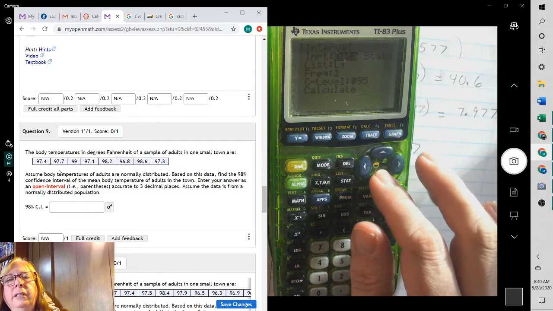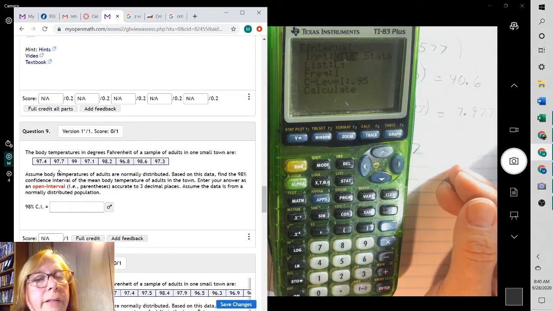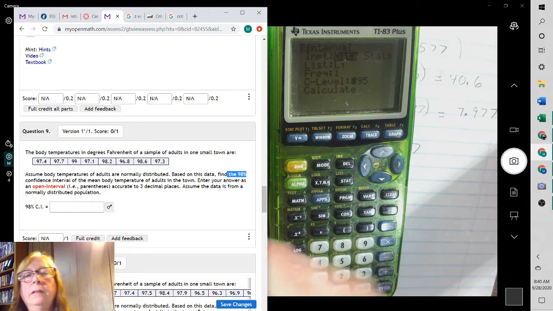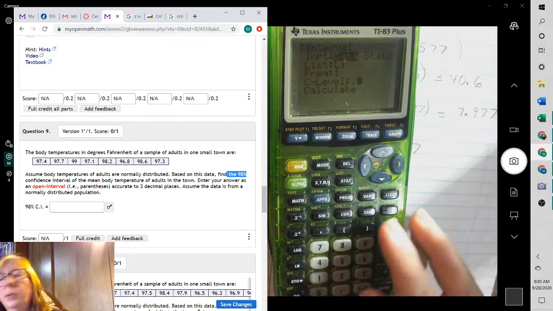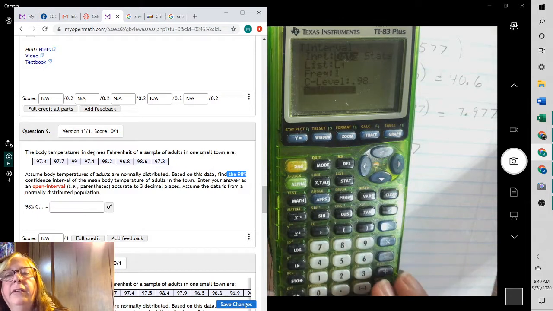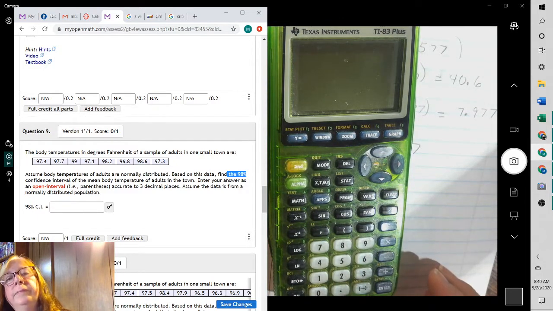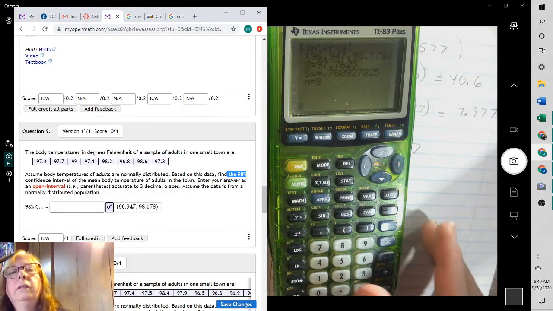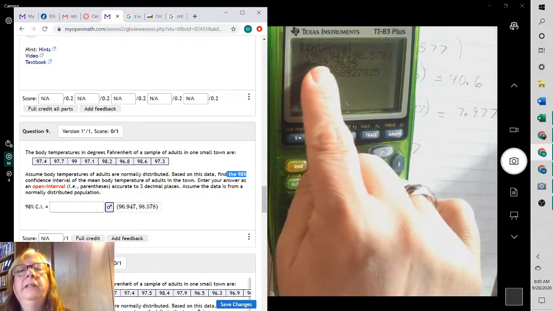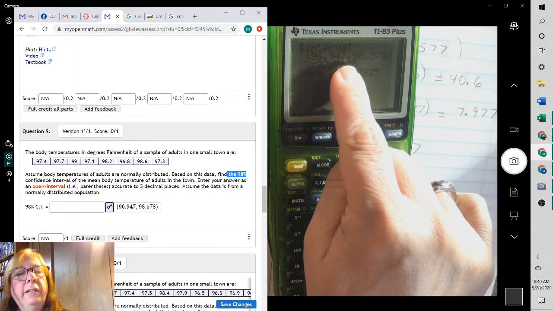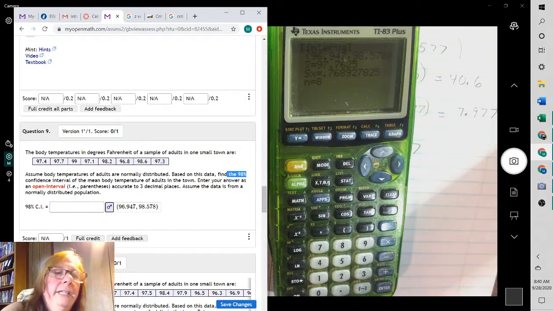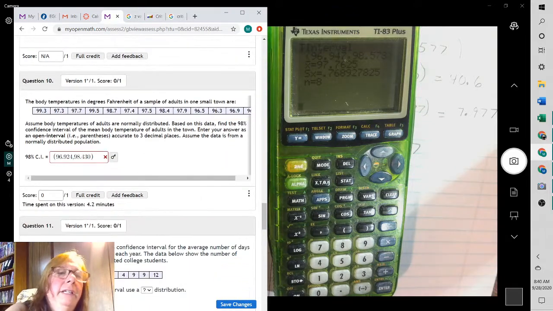The only thing was, I think the confidence interval was 98. Yeah, here it is over here. So we change that to 0.98, hit enter and calculate. And there's our answer. 96.947 and 98.578. So on the second half, you just put in the data, and it will find them for you.